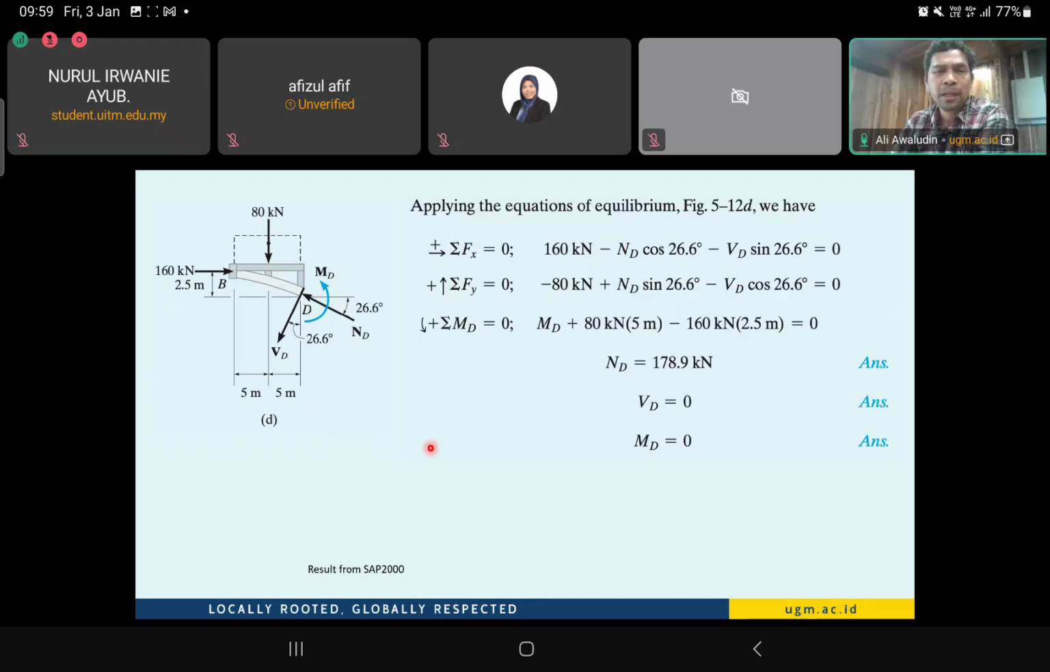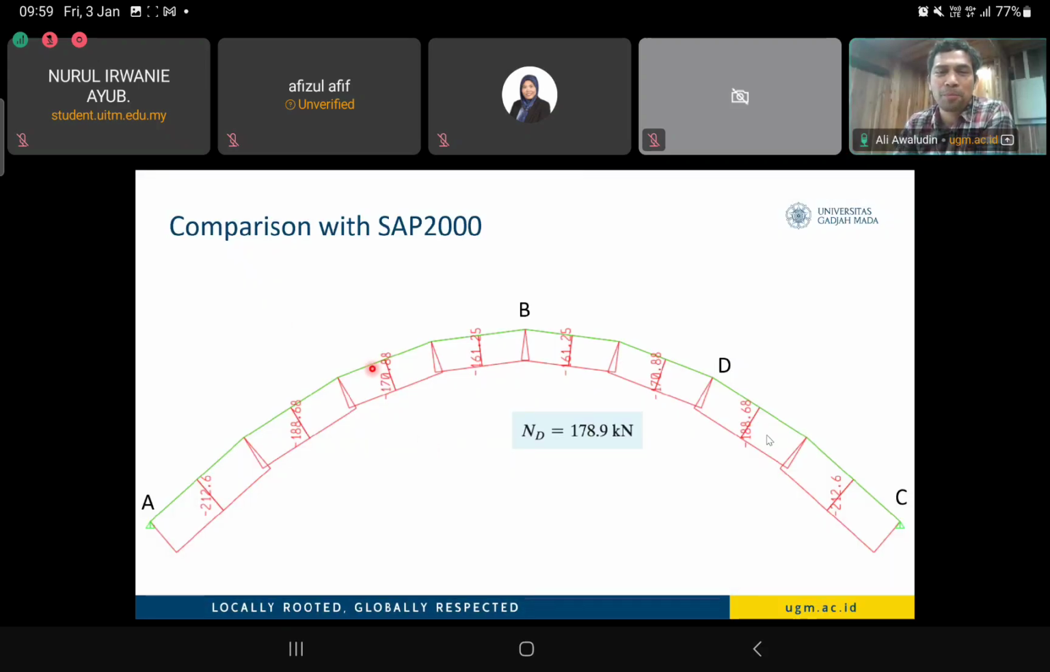Okay, this is the idea. Here our calculation comes from SAP2000. At point D, we mentioned that the force is equal to 178.9, but here at point D it is 170 kilonewton, and another one 188 kilonewton. So you can just interpolate in between. The average of these two numbers is quite close to 180.9 kilonewton. So this calculation from SAP2000 is quite close to our hand calculation.